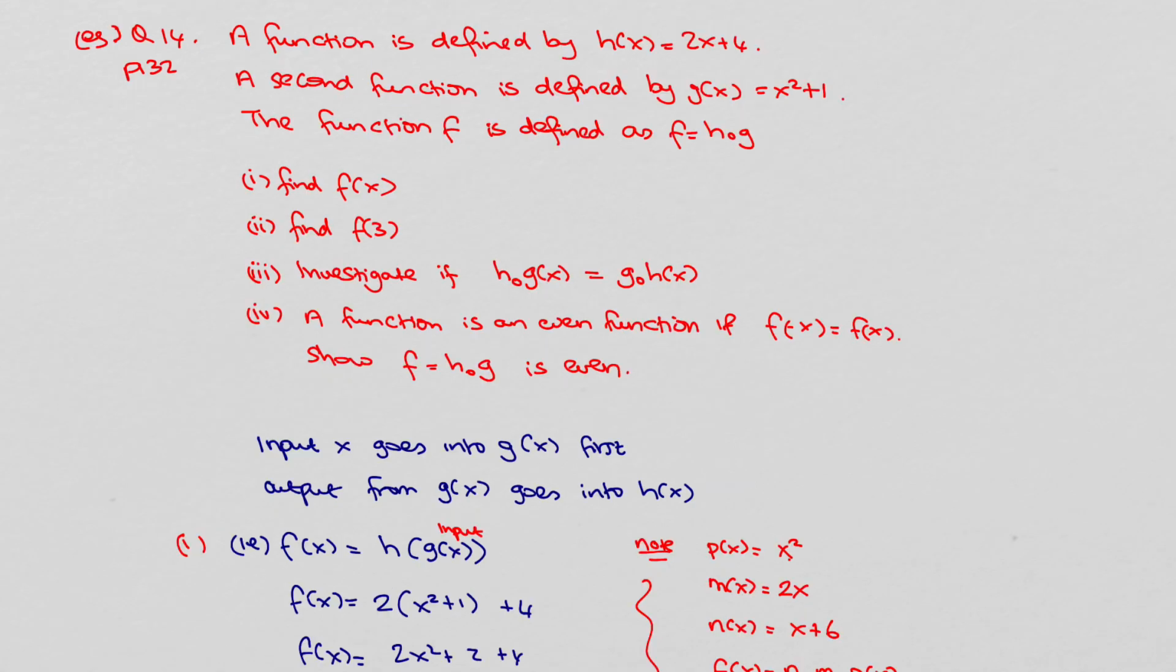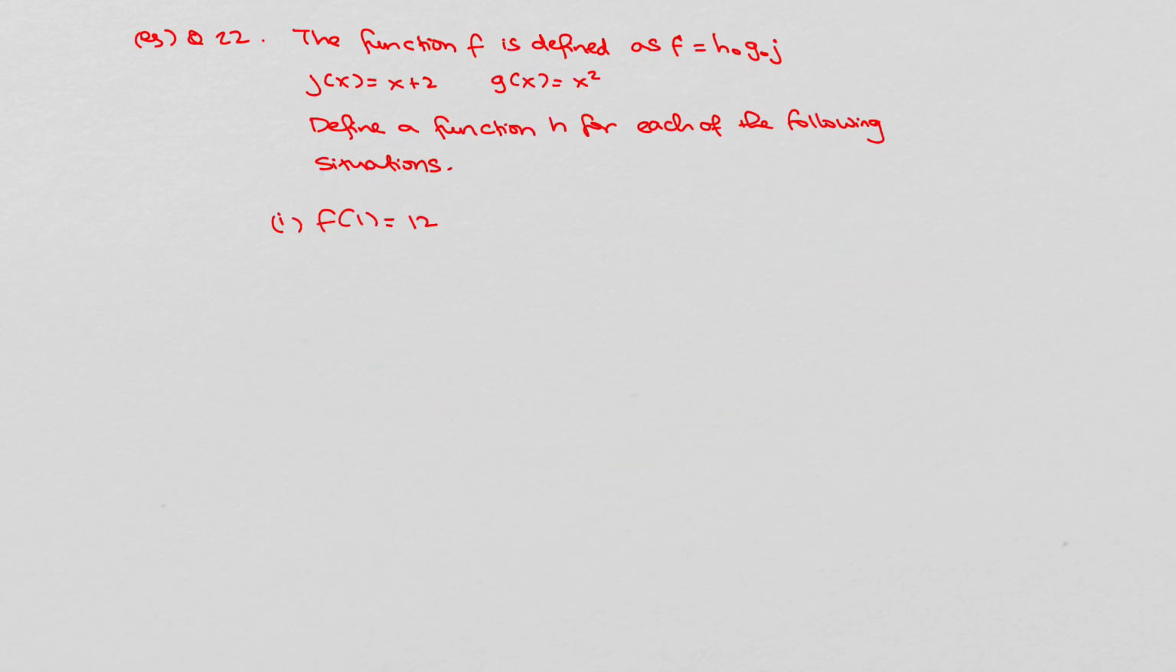Okay, so we've looked at writing our composition of functions. I've also shown you another way of decomposing the function, and we've looked at putting inputs in and getting our outputs from our composition function. Okay, so in this example here, we're given two functions, j of x and g of x, and we're told that there's a third function that will give us our function f. So we're told our function f is defined as h after g after j. And we have to define the function h for each of the following situations.